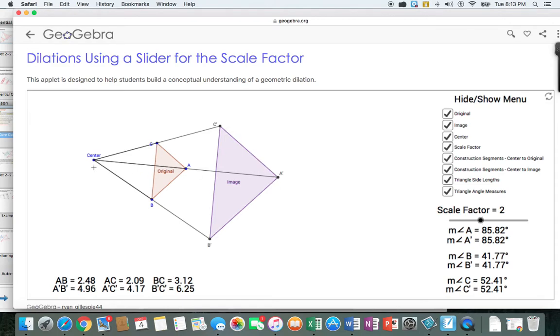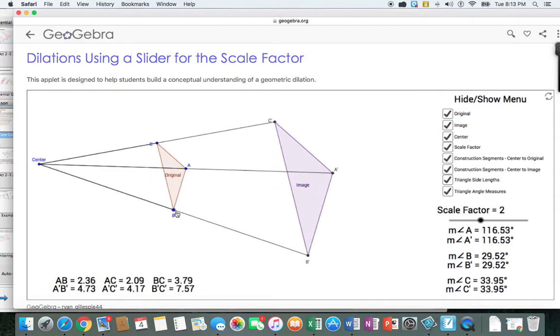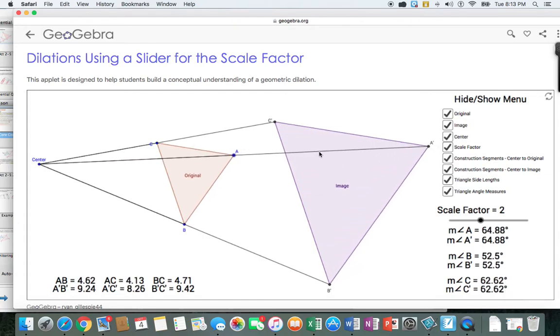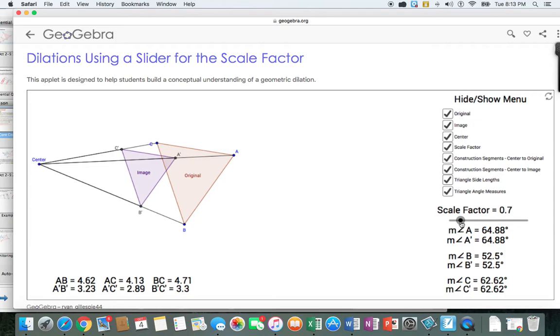Let me go ahead and change this a bit here. Okay, now what I'd like to do is change the scale factor to 1/2. Now watch as the triangle is being brought in through these lines here, and I'm going to go to 0.5. Not quite there. All right, so now the new distance from the center to the image is going to be half as much as from the center to the pre-image.